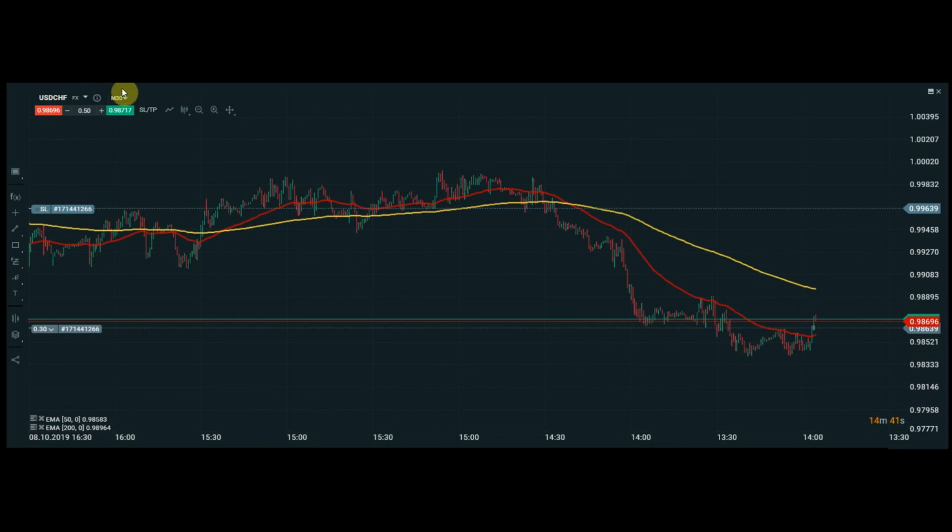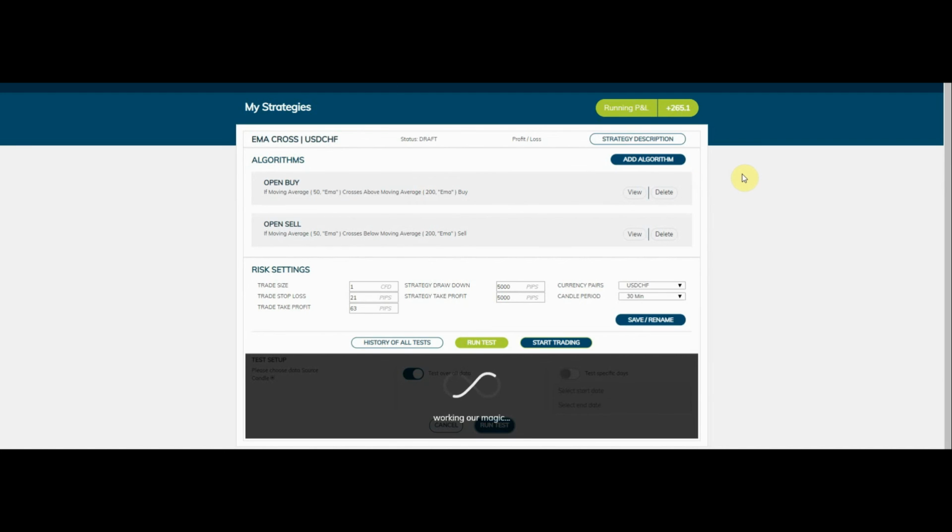So we're looking at dollar Swiss on a 30-minute time frame. We're just waiting for the results to come through of the back test. I've still got 2 bars on Wi-Fi, so it might take a little while. But it shows you at the top here the status of the strategy. It'll either be draft, status running, or status stopped. And in here you can put a little strategy description if you want to as well.